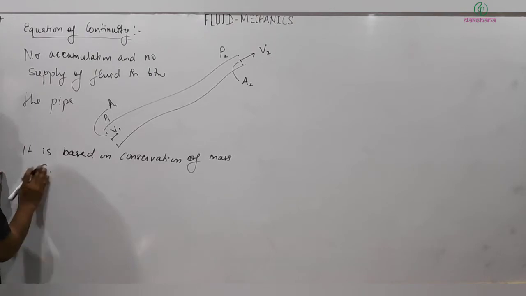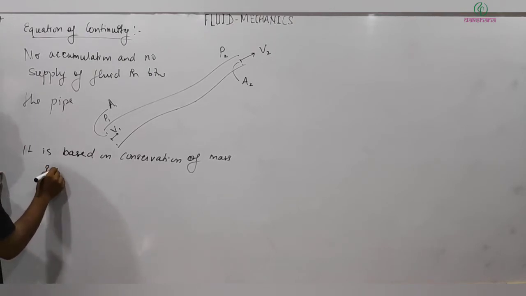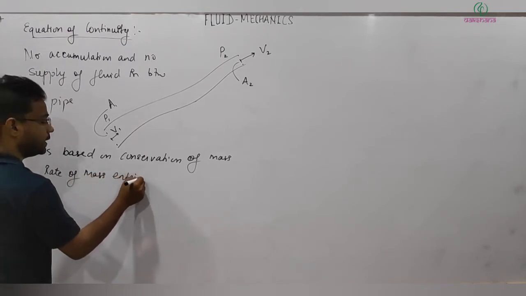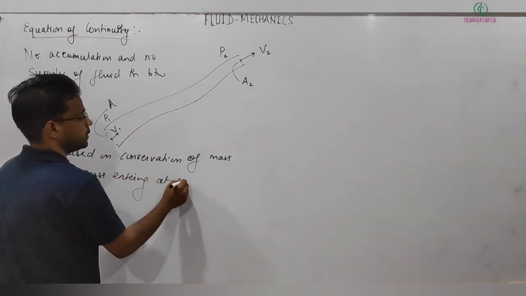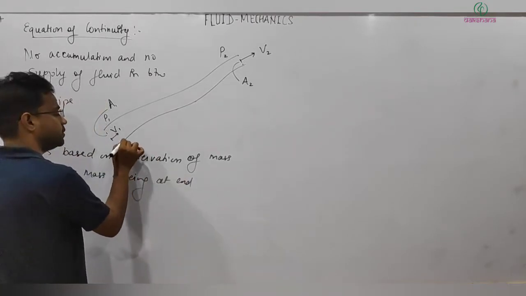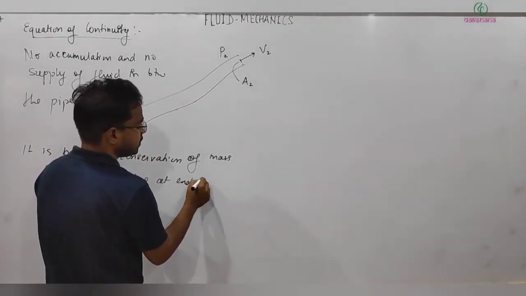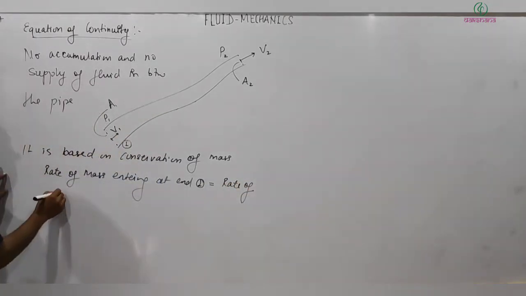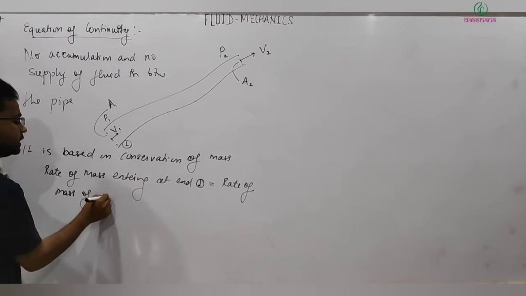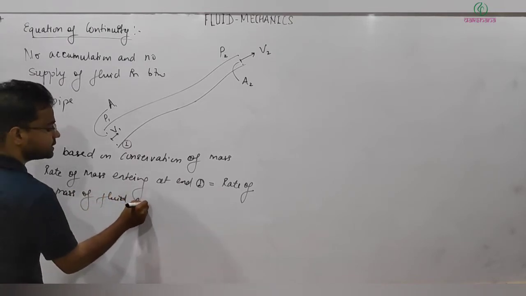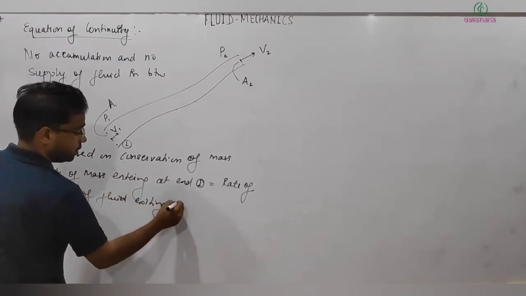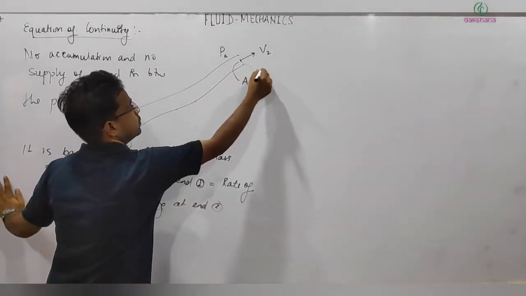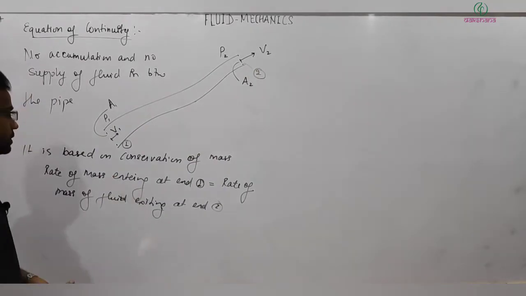And what is that actually? The rate of mass entering at 1 must be equal to the rate of mass of fluid exiting at 2. This is the equation of continuity.